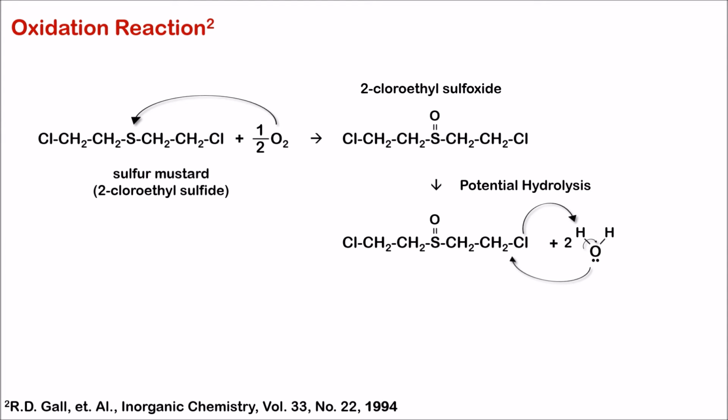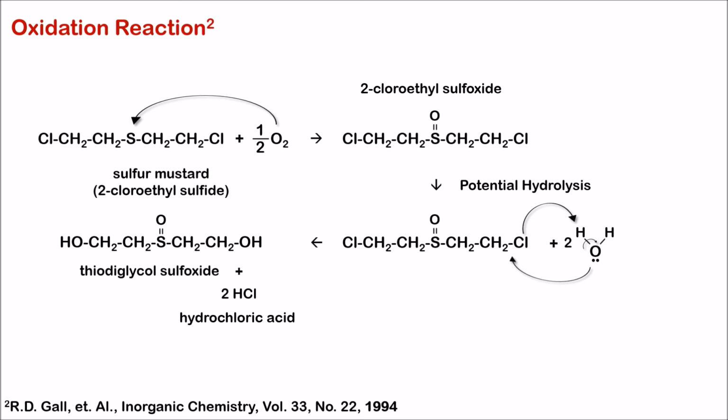Now consider a potential hydrolysis reaction in which the chlorine atoms are forced to leave as the hydroxyl groups attack again at both ends of the sulfoxide molecule. This reaction yields a thiodiglycol sulfoxide, which is even less toxic than the previous product, along with hydrochloric acid.